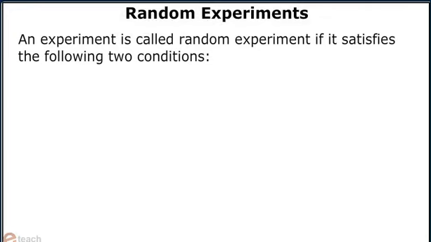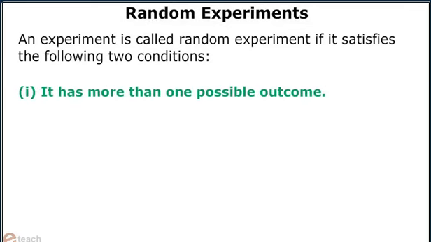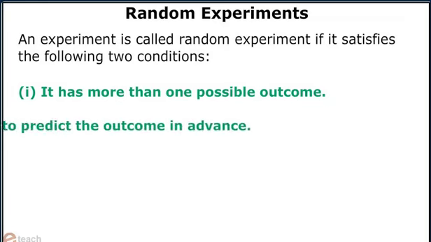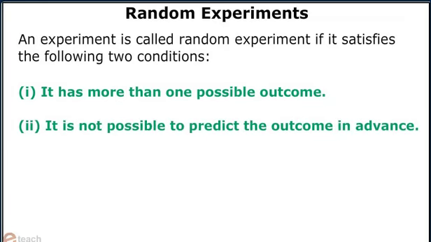An experiment is called a random experiment if it satisfies the following two conditions. 1. It has more than one possible outcome. 2. It is not possible to predict the outcome in advance.